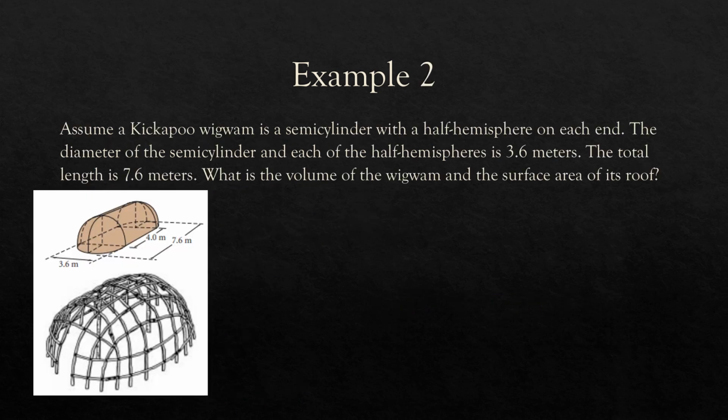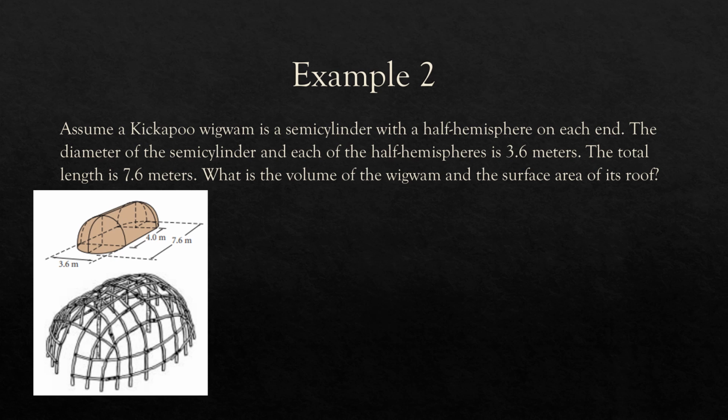Our last example is a long one. Assume that a Kickapoo wigwam is a semi-cylinder with a half hemisphere on each end. The diameter of the semi-cylinder and each of the half hemispheres is 3.6 meters. The total length is 7.6 meters. What is the volume of the wigwam and the surface area of its roof? So we have half of a hemisphere on this end and half of a hemisphere on this end. That means that we have an entire hemisphere.